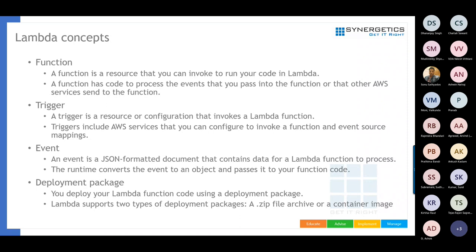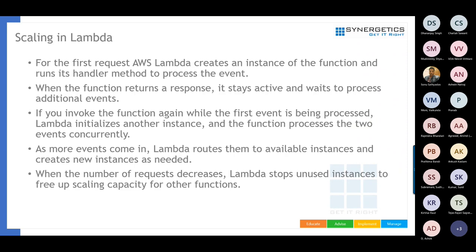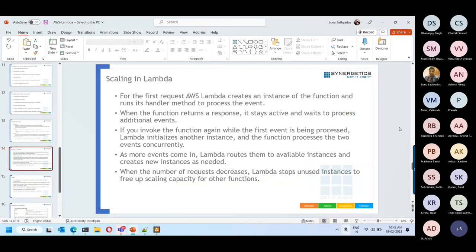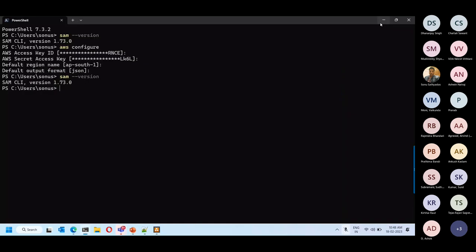Lambda supports two types of deployment packages, a zip file archive or a container image. Means you can deploy it as a zip file or as a Docker container image. We'll talk about the scalability later. Let me first show you a simple Lambda function.